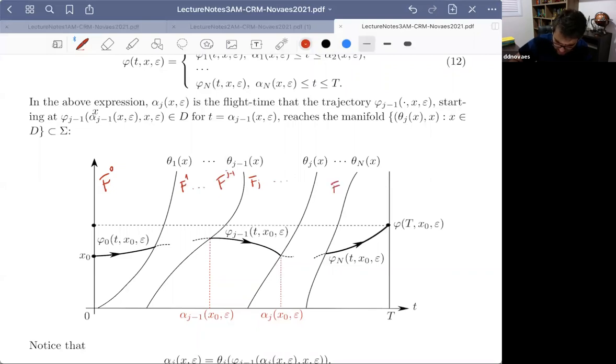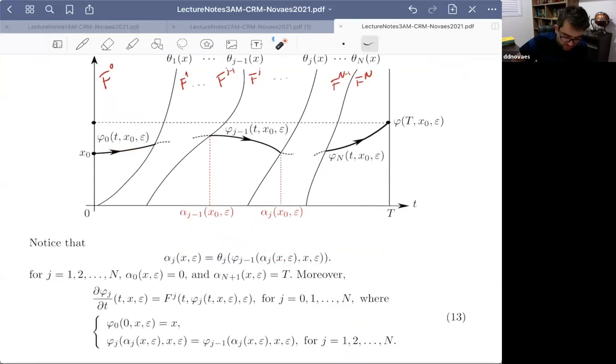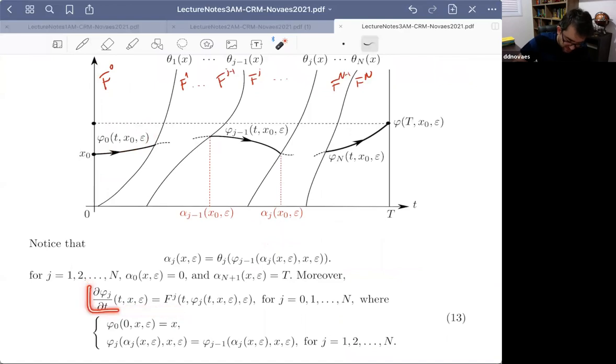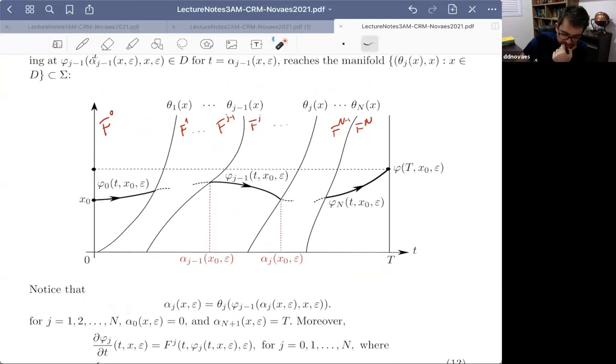Okay, so here, for instance, in this zone, we have F0, then here we have F1, Fj minus 1, Fj, and so on. Here we have Fn minus 1 and Fn. Okay, so in each piece of this figure, the trajectory of the Filippov system is a solution of a differential equation, which in the right-hand side we have this expression. So that's what I'm writing here. The derivative of phi j is equal to Fj computed at this point. We also have another piece of information here, which is the initial condition.